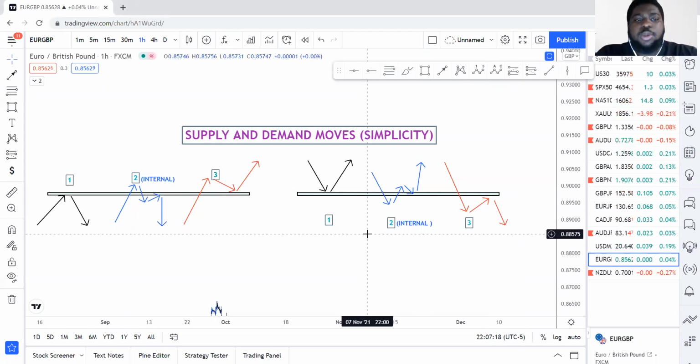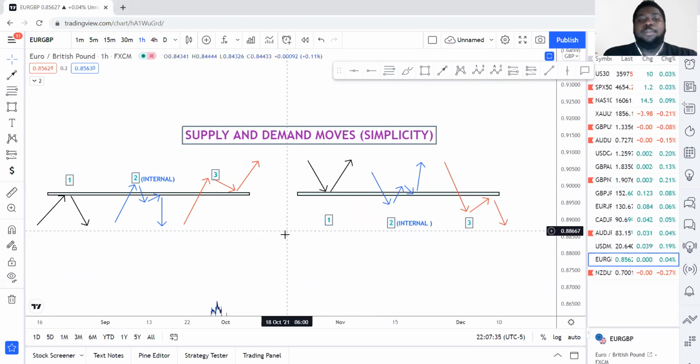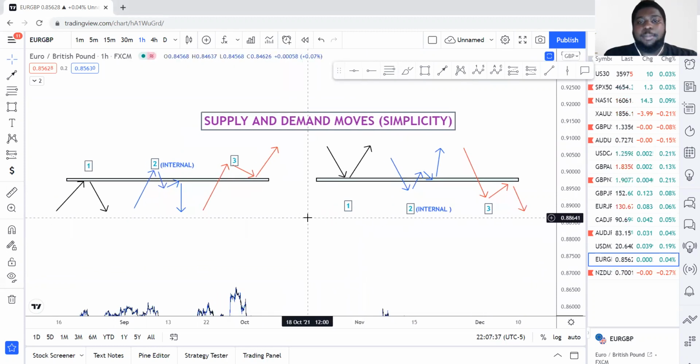Today we're going to talk about today's training, which is on the supply and demand moves. What I mean by that is what we should be looking for when price is approaching a supply and demand structure, a supply and demand area, right?